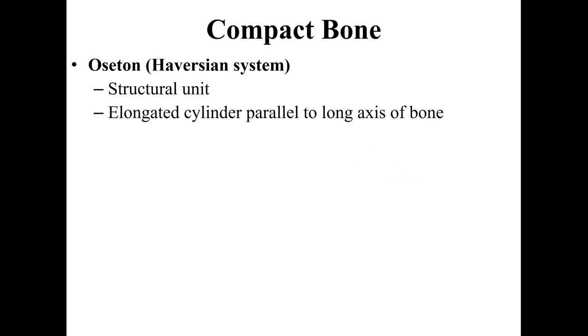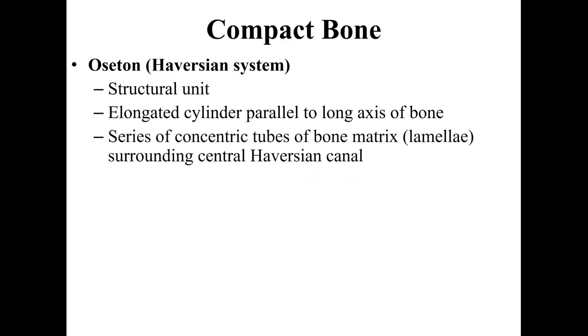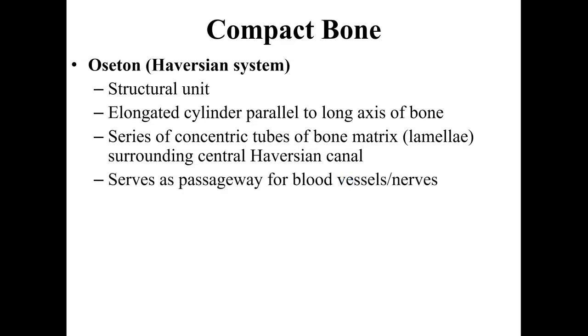It's an elongated cylinder that's going to be parallel to the long axis of the bone. It's going to have a series of concentric tubes of bone matrix, referred to as the lamellae, surrounding a central Haversian canal. It's going to serve as a passageway for blood vessels and for nerves to come in and out of the bone.